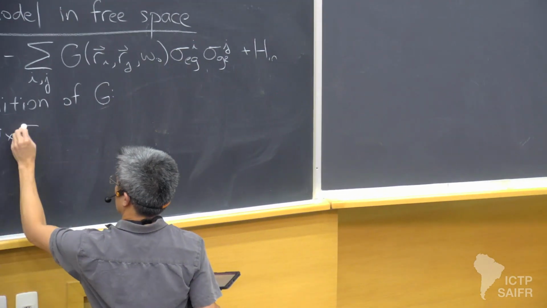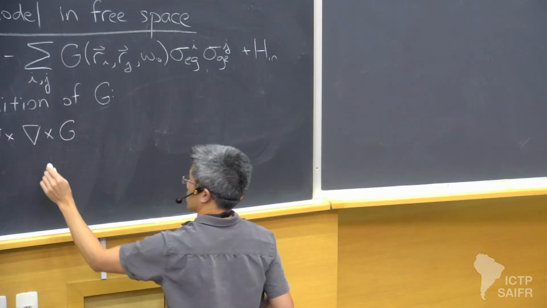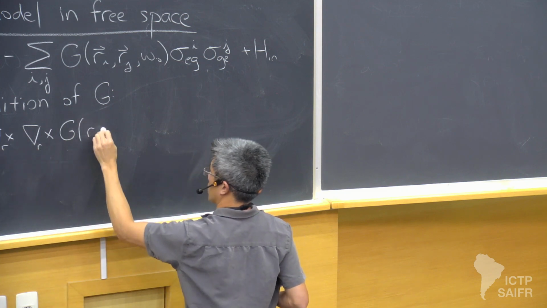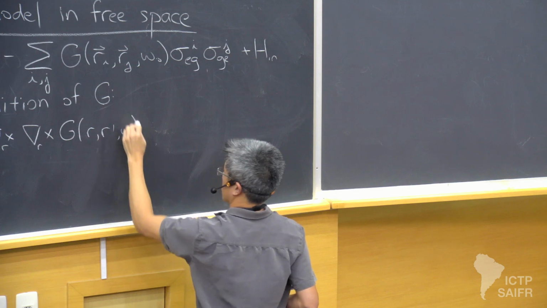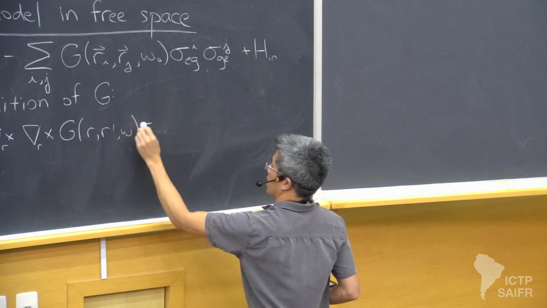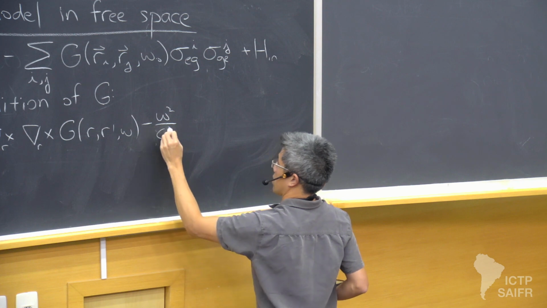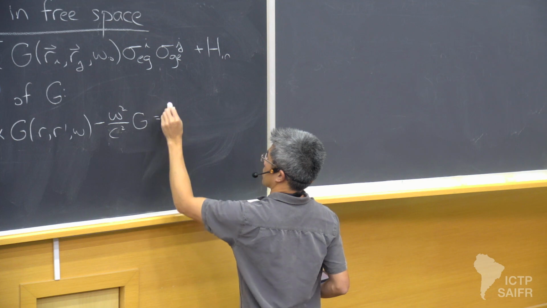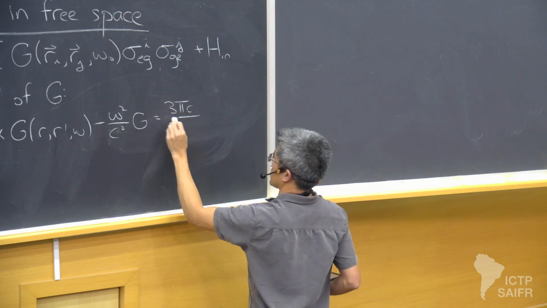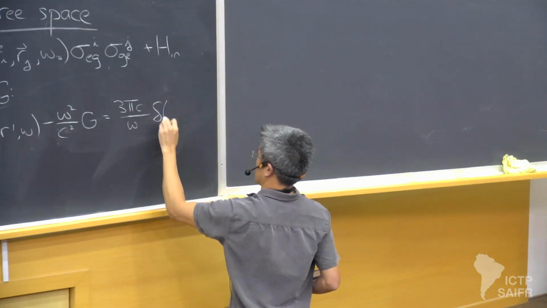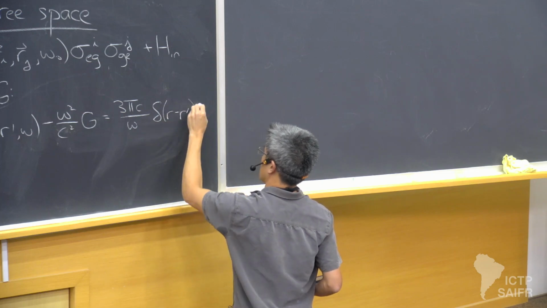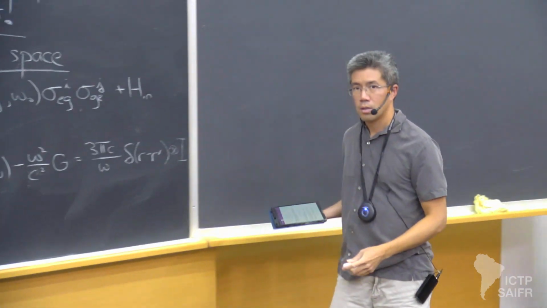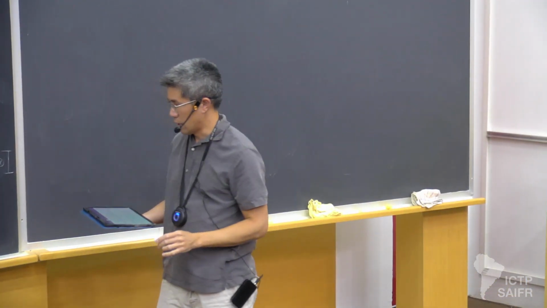So the curl of G. These curls are evaluated with respect to position R. So I have R and R prime, minus omega squared over c squared of G, equals 3 pi c over omega delta of R minus R prime, tensored with the identity matrix. Okay, so I'll explain that matrix a little bit later.